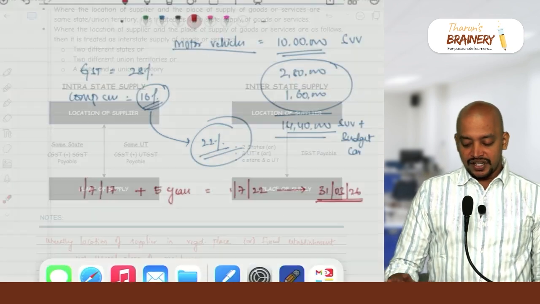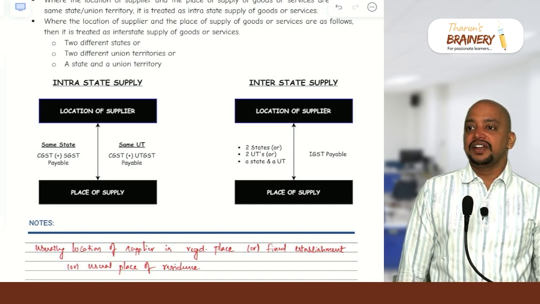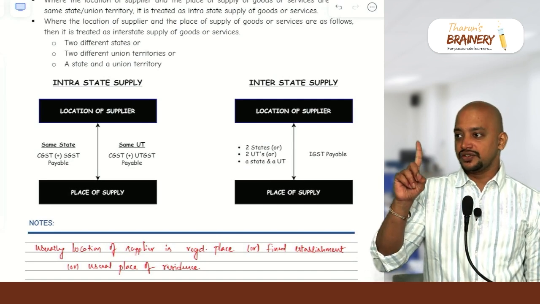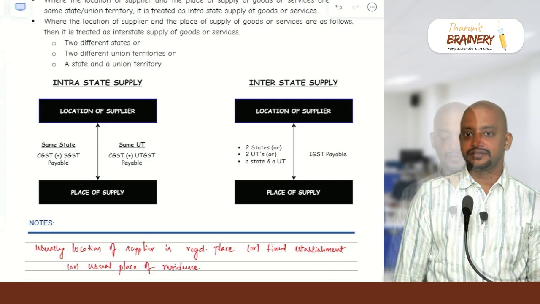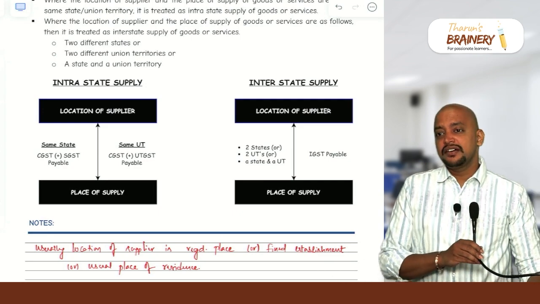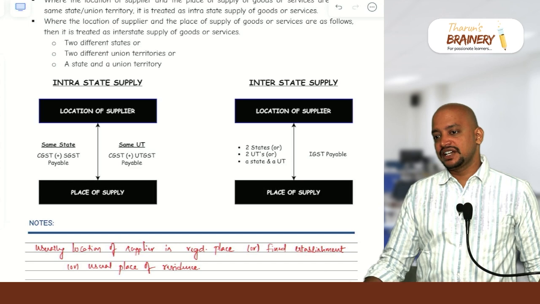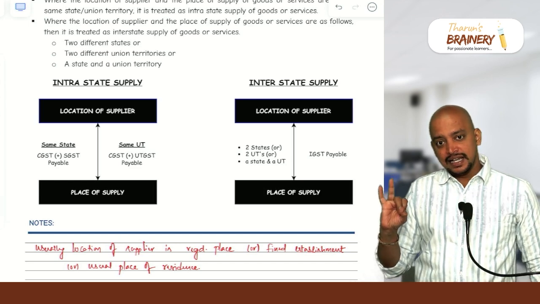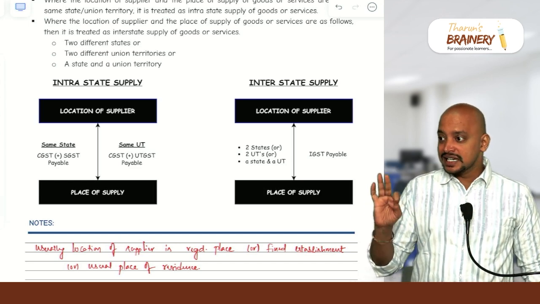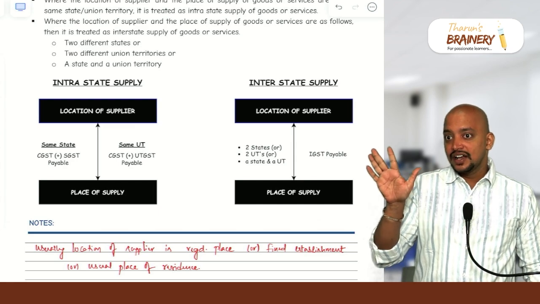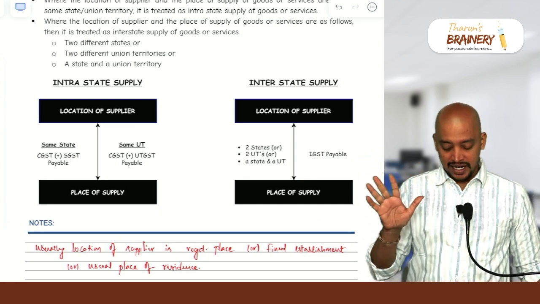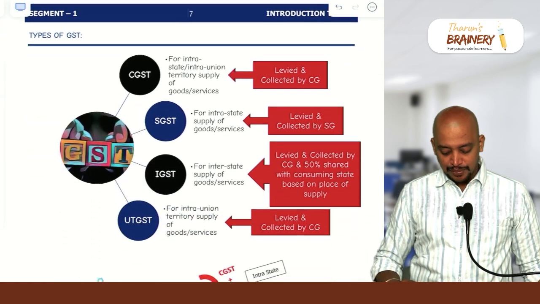So now tell me, what are the various indirect taxes, GSTs that we have? GST is not one actually. How many types of GSTs we have? So tell me, what are the 5 GSTs that we have? CGST, SGST, UTGST, IGST, compensation cess. Okay, so that is about the types of GSTs.